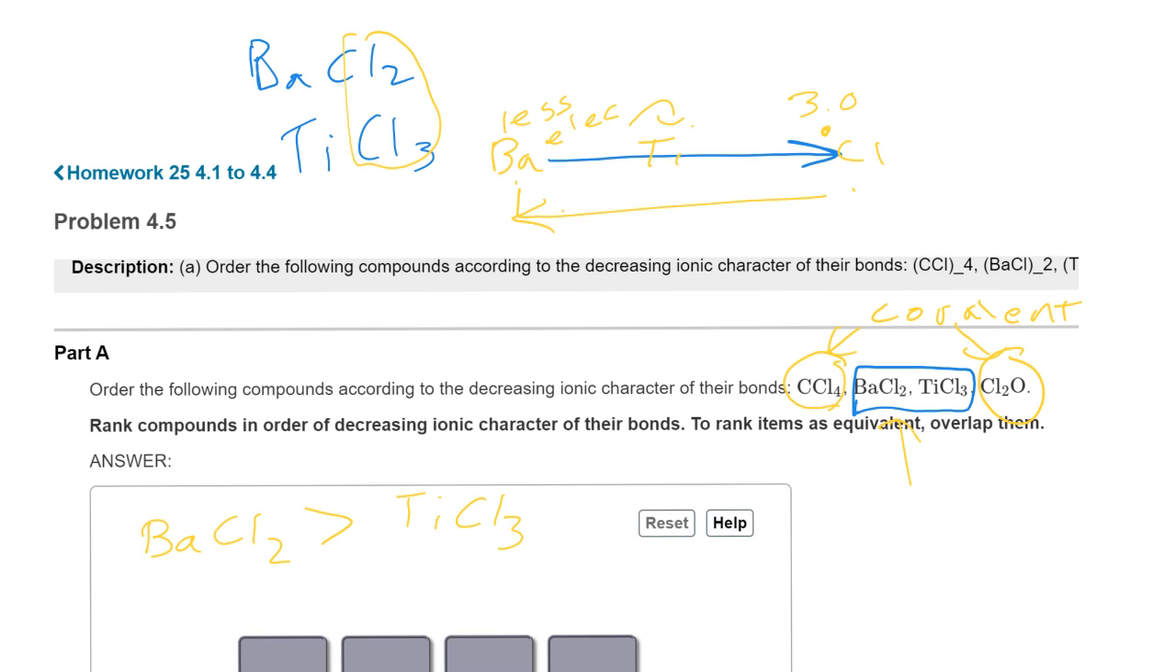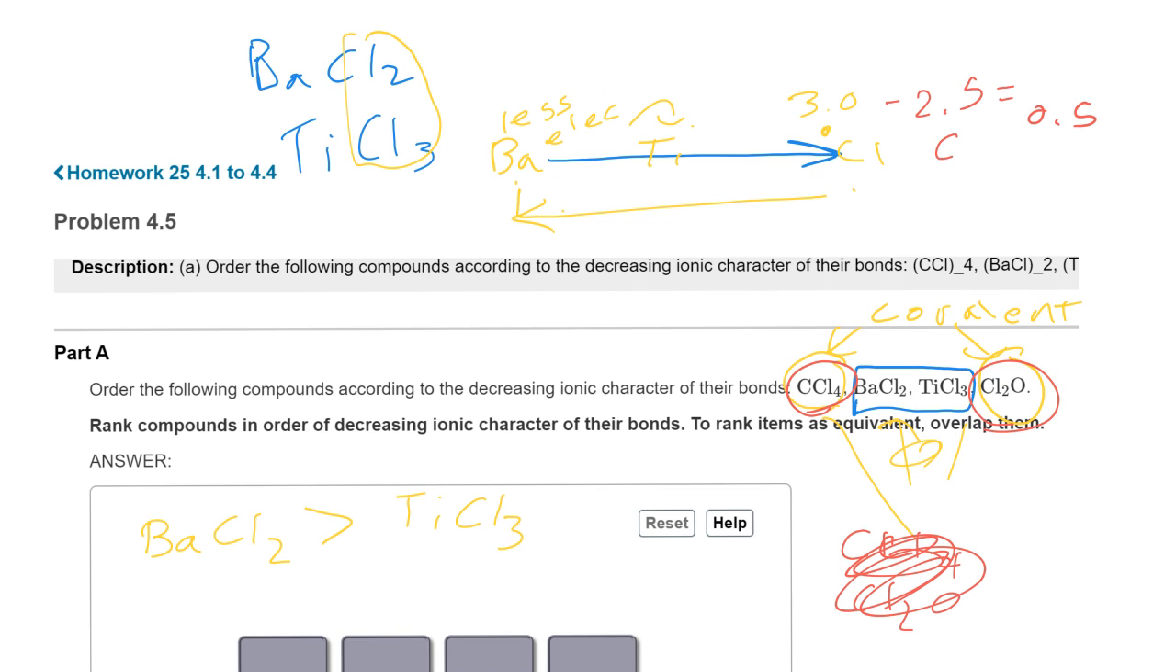Then we've got to separate these two, the two covalent compounds. Our carbon tetrachloride and our dichlorooxide. Separating which of those is most ionic. Well, if you looked up their electronegativity values, chlorine is 3.0, carbon is 2.5. That gives a difference of 0.5. So that's actually pretty much nonpolar.